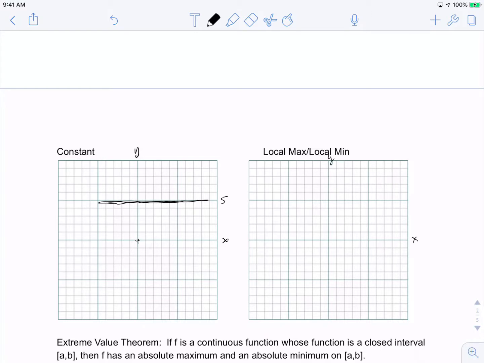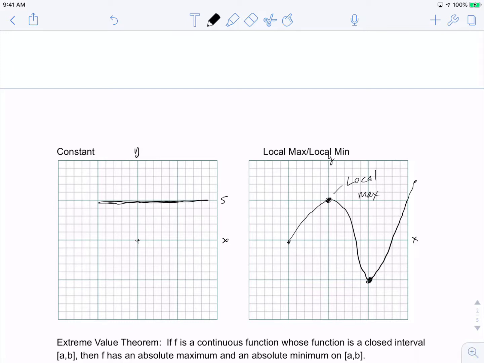For local max and min, if I do something like this, in fact, maybe I'll even increase beyond that. To get a local max and min, what's happening is it's showing this point here would be considered a local max, because as I look to the left and to the right of the point, those values are lower than this point in particular. So this would be a local max.